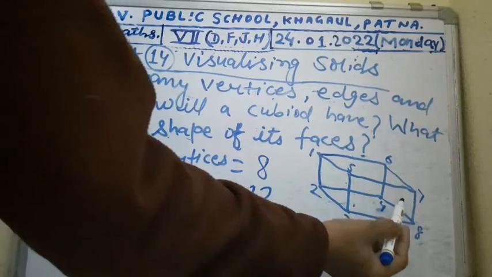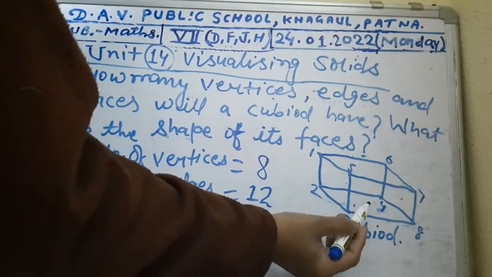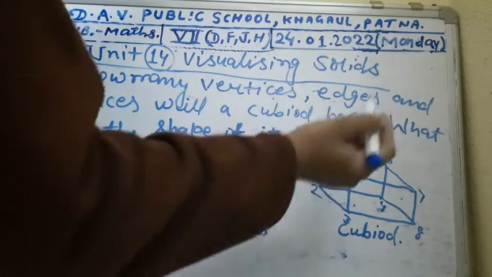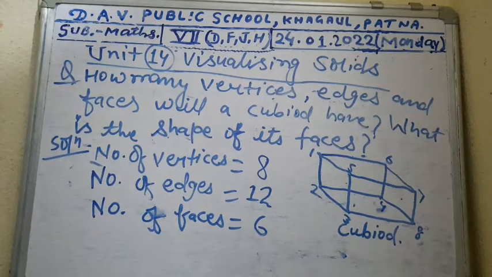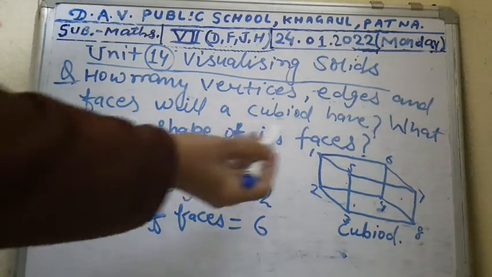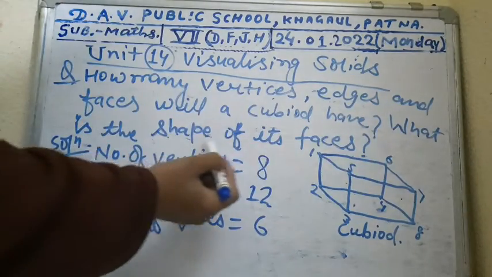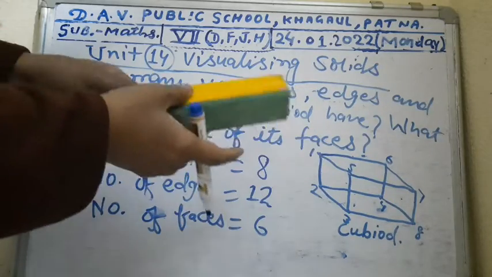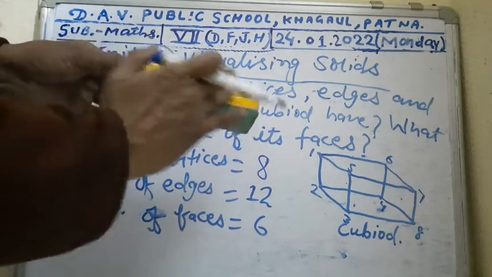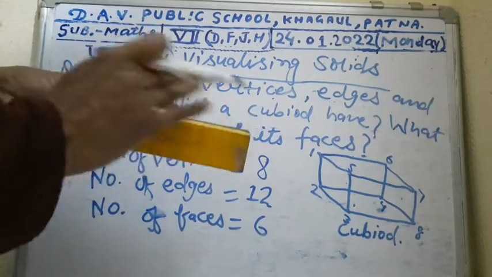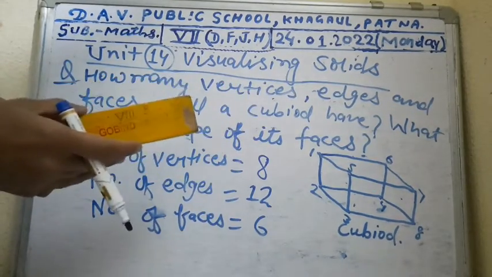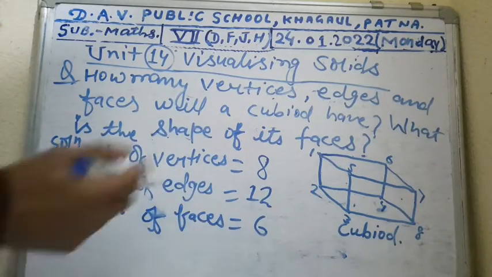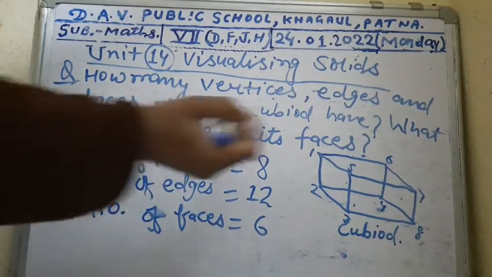One, 2, 3, 4, and upper 5 and below 6. So we write here number of faces 6. And all the faces, your question again, what is the shape of its faces? इस क्यूबॉइड का जो भी फेस है यह किस शेप का है? All faces of cuboid is rectangle.